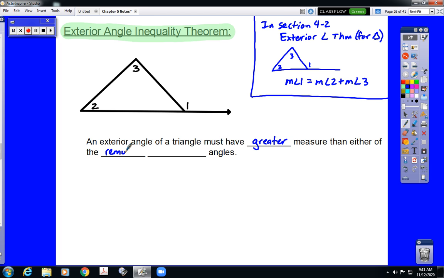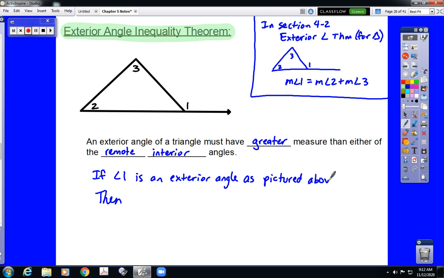the remote interior angles. So based on that picture above, if angle 1 is an exterior angle, as pictured, that means that the measure of angle 1 is greater than the measure of angle 2, and the measure of angle 1 is greater than the measure of angle 3. So that's what the rule says. Angle 1 is greater than angle 2. Angle 1 is greater than angle 3.